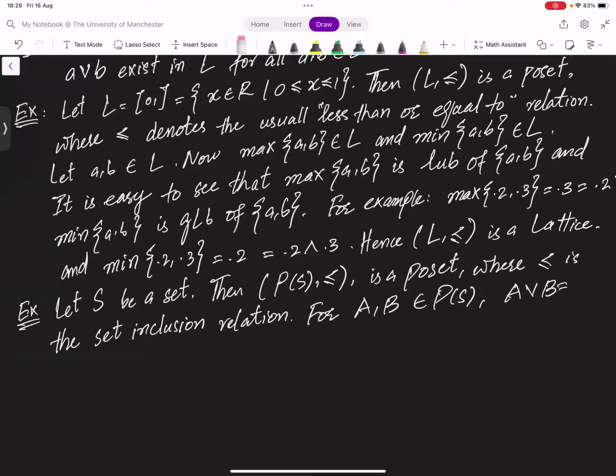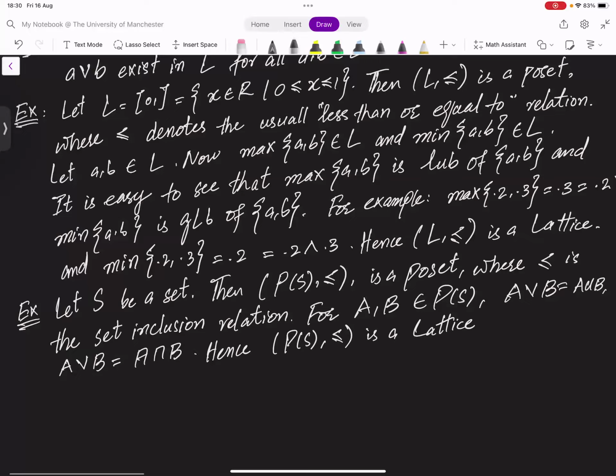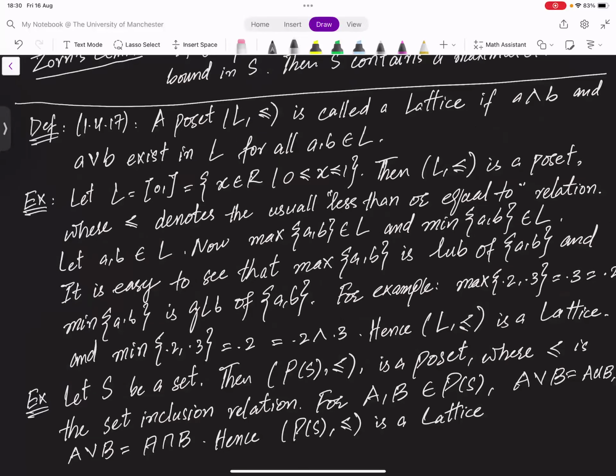A least upper bound is going to be A union B. We have defined that before. And then a greatest lower bound is going to be A intersection B. Hence, P of S with this relation is a lattice. So simple as that. If a poset has a least upper bound and a greatest lower bound, then it is a lattice.